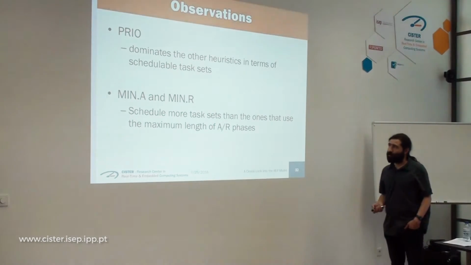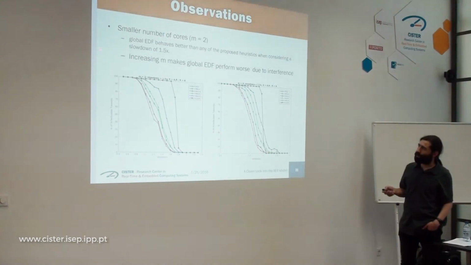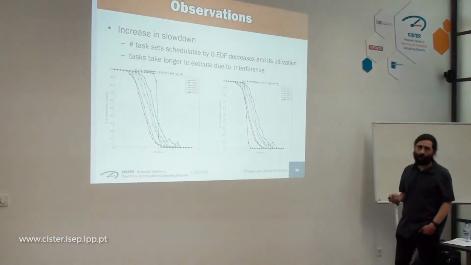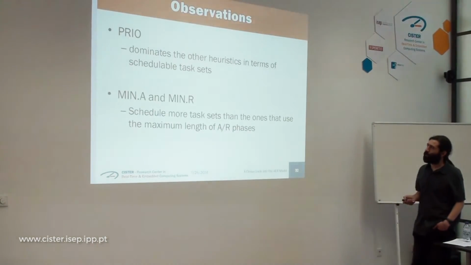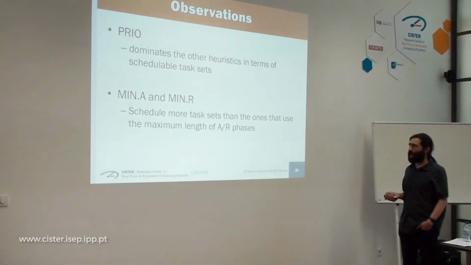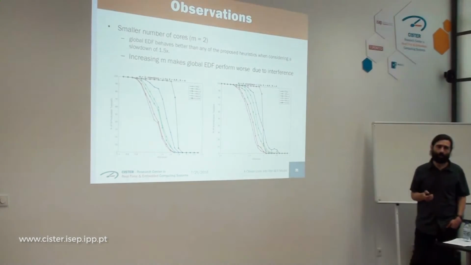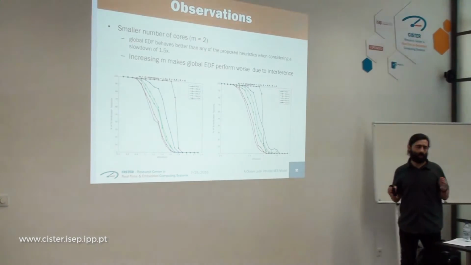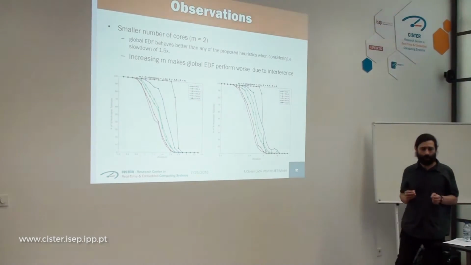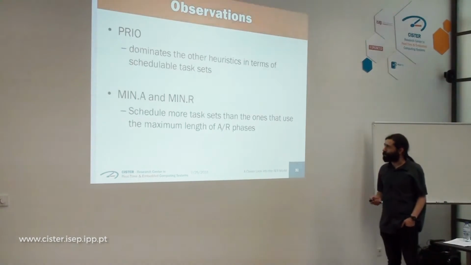Now, general observations. The first general observation is that the priority heuristic, which is in blue, dominates all the other heuristics in all the experiments that we did. And we observed as well that the heuristics that use the minimum tend to schedule more task sets than the ones that use maximum, and we think that this is because if you always allocate considering the maximum, you are at the same time minimizing the opportunity for parallelism, because you are occupying the shared resource and the system more, most of the time.